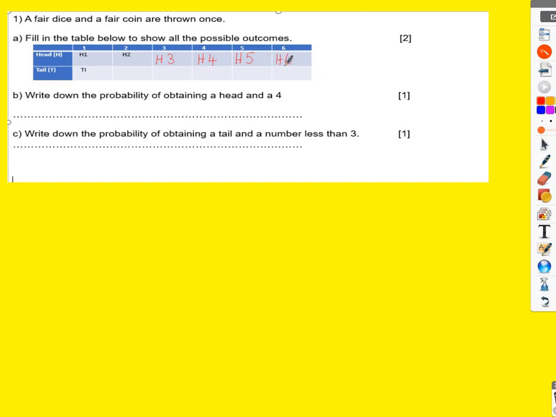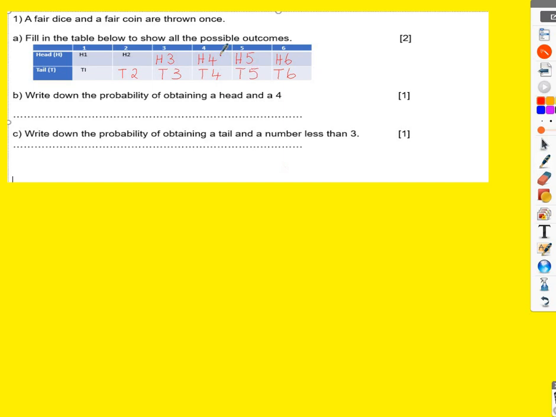So that's all the options if the coin lands on heads. We could have it with 1, 2, 3, 4, 5 or 6 on the dice. But now we have to look at if the coin had landed on tails. So we've done tails 1, so we could also have tails 2, tails 3, tails 4, tails 5, and finally tails 6. So that's all the possible outcomes if we throw the fair dice and the ordinary coin. We'll answer the questions below because it'll just be a little bit of revision for you. So write down the probability of obtaining a head and a 4.